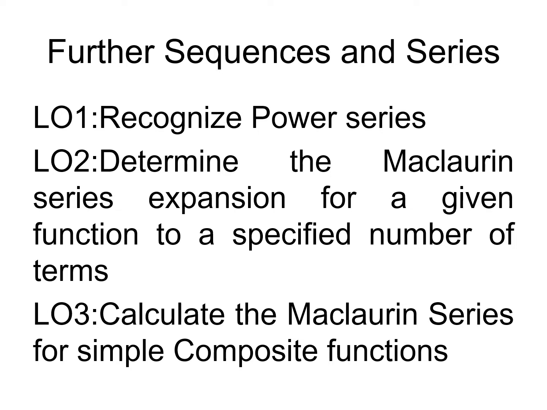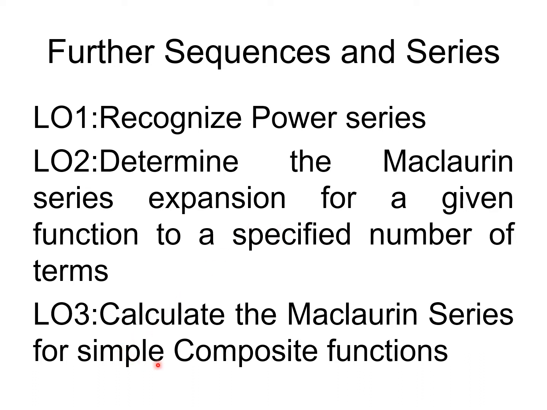So there are three learning outcomes for this chapter. The first one focuses on how to recognize a power series. So I will highlight the characteristic of a power series, and the second learning outcome will further look into how you actually do a Maclaurin expansion for a given function and up to specific required terms. So example, obtain the Maclaurin expansion for the first 7 terms or the first 5 terms. So you are required to expand up to the specified number of terms required.